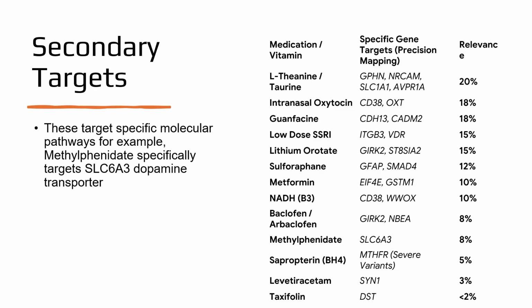I identified precision targets as well. As you can see, these target specific molecular pathways. For instance, L-theanine and taurine target genes such as SLD1A1, while methylphenidate targets SLC6A3 dopamine transporter. This allows us to move from general supplementation to precision medicine.